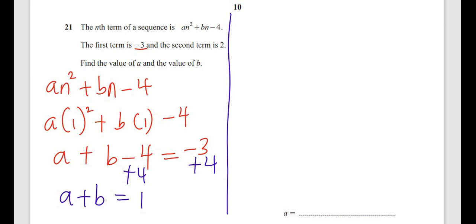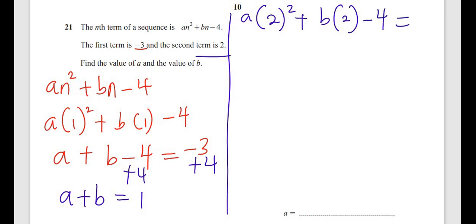Then the second equation, we're going to use the second term. So the second term, n is equal to 2. So it's going to be a multiplied by 2 squared plus b multiplied by 2, then minus 4. It should be equal to the second term, which is 2. So 2 squared is 4, 4 times a is 4a. Then b times 2 is 2b, and then minus 4 is equal to 2.